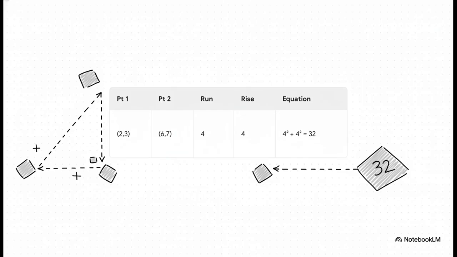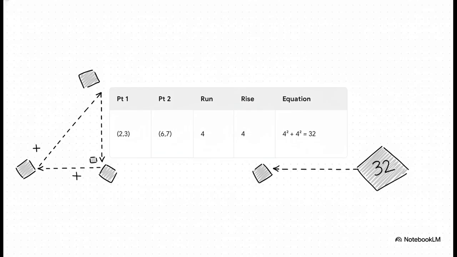we subtract our coordinates. Let's say our first point is at 2, 3, and our second point is way over at 6, 7. Your horizontal leg, the run, goes from an x of 2 to an x of 6. That's a length of 4. Your vertical leg, the rise, goes from a y of 3 to a y of 7. Also a length of 4.